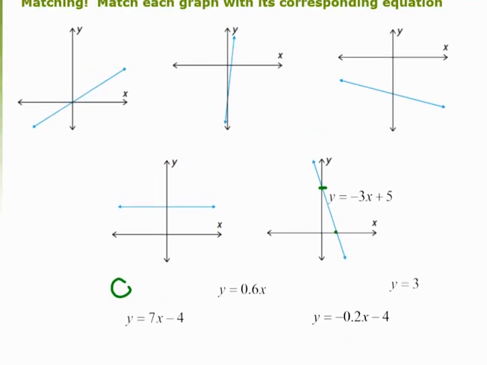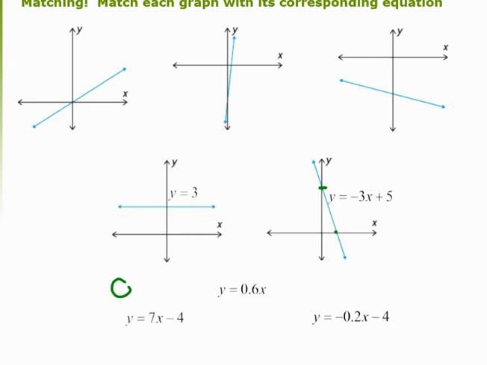Now we know ones like this have no slope. So can you see one that's at y = 3? So y, 1, 2, 3. And it's horizontal because there's no slope. So we can move that one to here. All right, let's keep going.